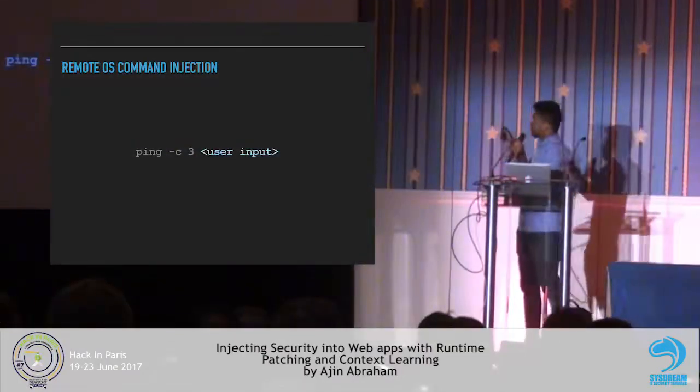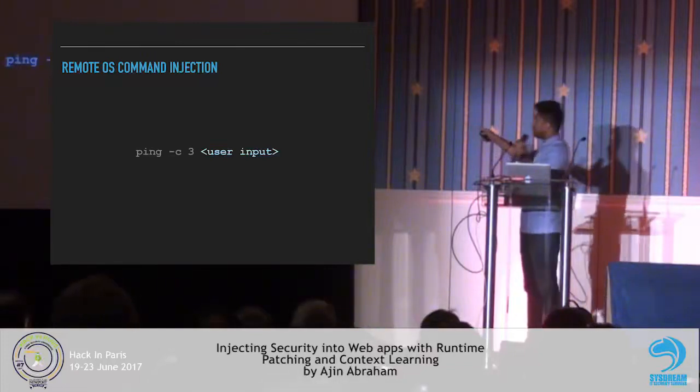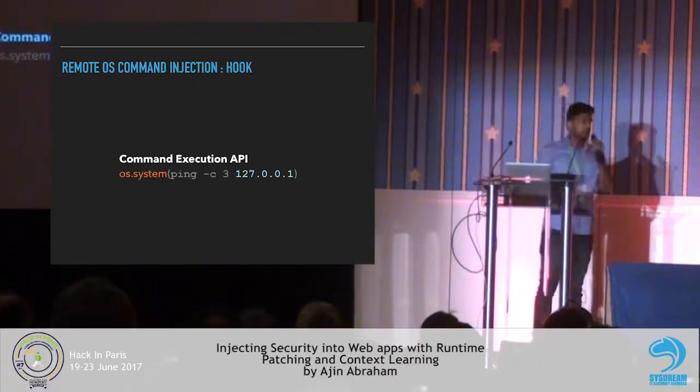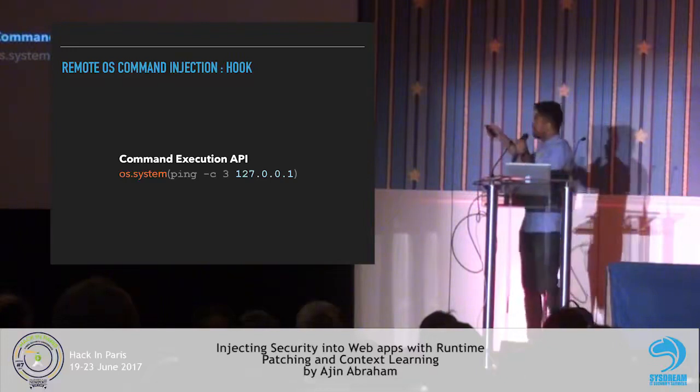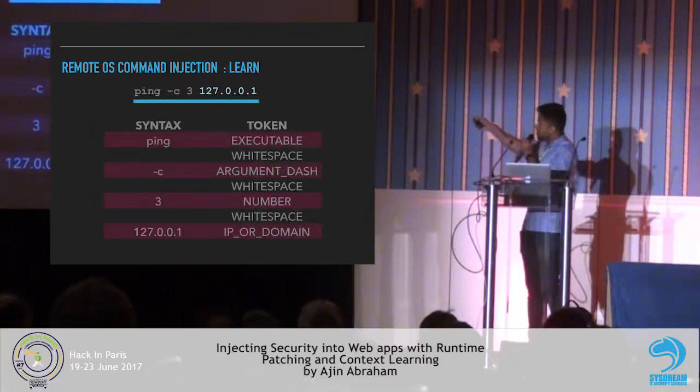Similarly, we have remote command injection. Let's consider a command like ping minus C3 user input. We hook into the command execution API, something like os.system or process.popen or anything similar, and then we extract the commands, that's the arguments to the function, and then we do a tokenization.